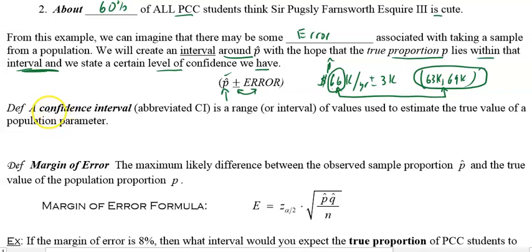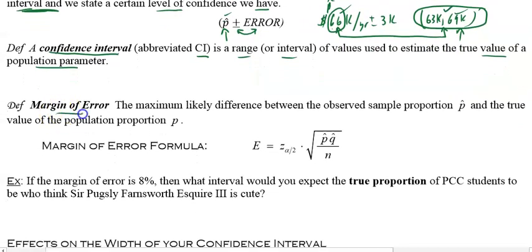So a confidence interval, that's what this is. A confidence interval, abbreviated CI, is a range or an interval of values used to estimate the true value of the population parameter. So we're trying to guess how much a college teacher makes. We put two numbers. It's easier for the true value to be between those two numbers than for us to guess it exactly.